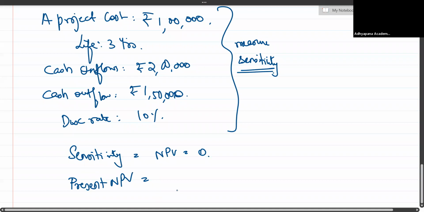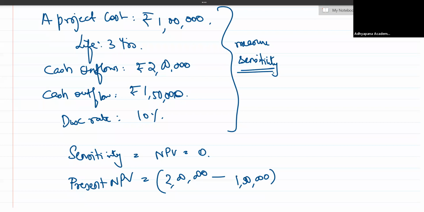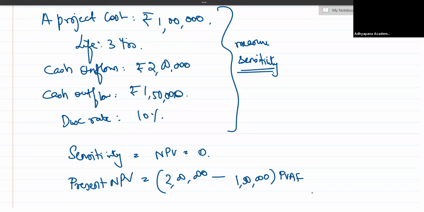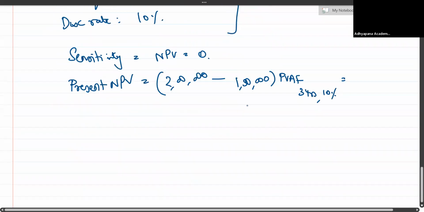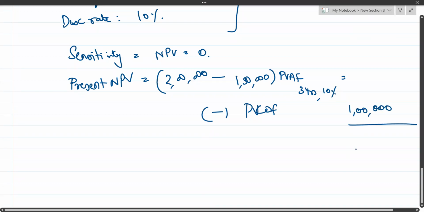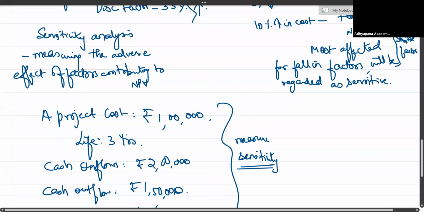Correct? So, to find the present NPV, you know the inflows is 2 lakhs. You also know the outflow is 1,50,000, which means the net cash flow is 50,000, assuming no tax, no depreciation, nothing. The net inflow is 50,000. Life is 3 years. So, present value annuity factor for 3 years at 10% cost of capital must be some number. Let me calculate that. Minus the present value of cash outflow, which is the cost of the project, rupees 1 lakh. So I will find the present NPV for the project.